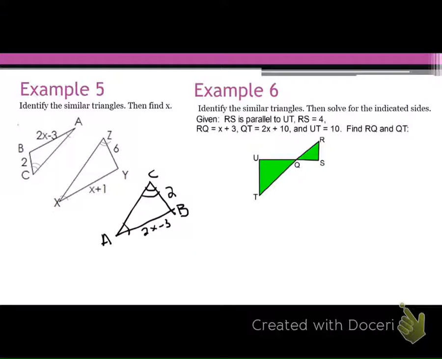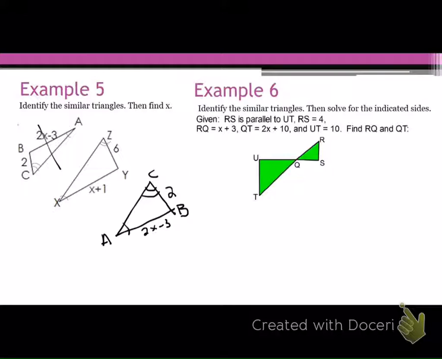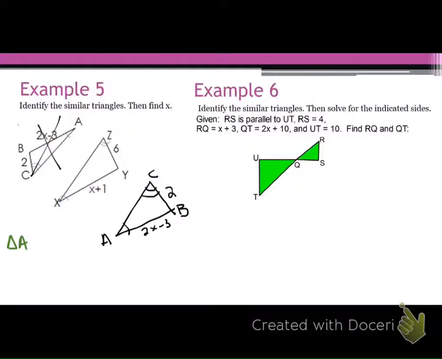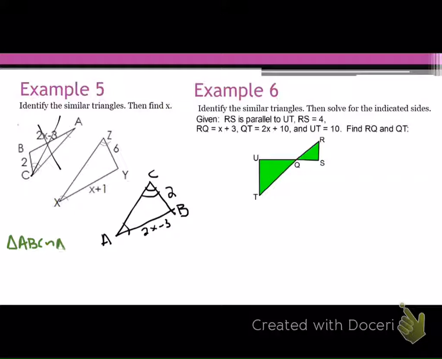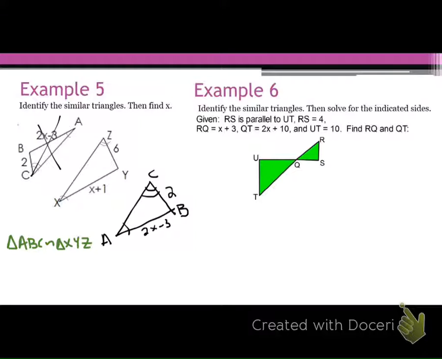Okay. So do you guys see how I redrew that so it's easier to write the similarity statement? I don't really need that anymore. So Lexi, what is my similarity statement? Triangle ABC is similar to XYZ. A and X are singles, B and Y don't have anything, and C and Z have doubles. So that's why she lined those up.